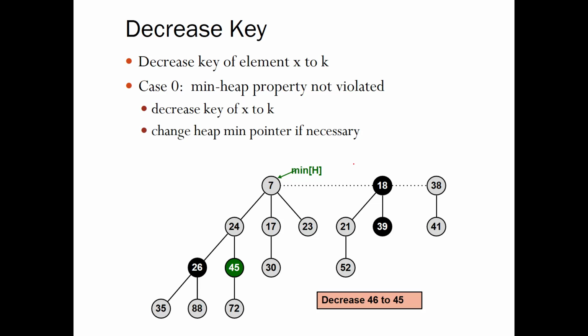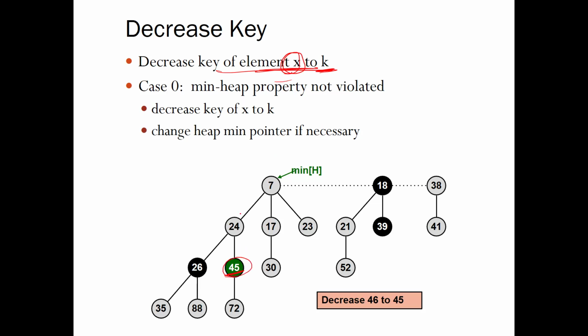Decrease key is one of the cases where the marked node concept comes into effect. So what is meant by decrease key? We have an element x, and we have to decrease it to some value, say k. For example, say you had an element 46 here. I'm asking you to reduce it by 1 and bring it to 45. So when you reduce it by 1, it will become 45.